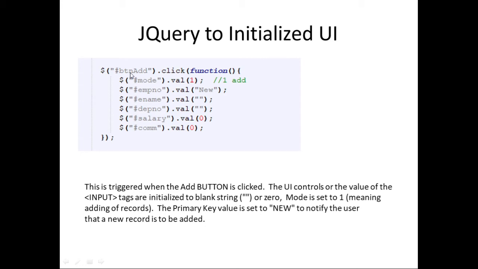So that is the explanation of this jQuery routine. You click the add button. So what will happen? We assign 1 to mode. That will be our add mode, and then empno is new, blank, blank, and 0 for the rest. So this is triggered when the add button is clicked. The UI control or the value of the input tags are initialized to blank string or 0. Mode is set to 1, meaning adding of records. The empno value is set to new to notify the user that a new record is to be added.